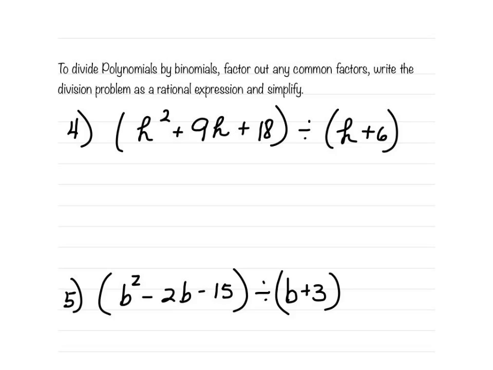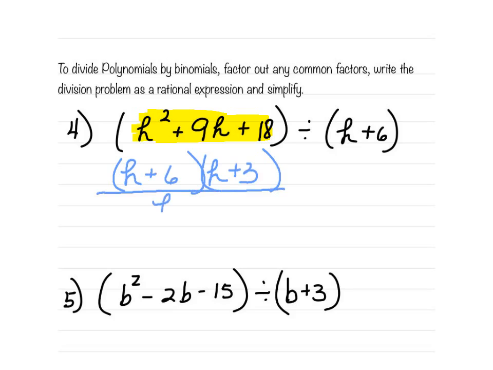h squared plus 9h plus 18 is being divided by h plus 6. So the first thing that I'm going to do is factor the trinomial h squared plus 9h plus 18. Let's factor that using P and S, and by now you're an expert at this. h and h, and my numbers are positive 6 and positive 3. And that is going to be divided by h plus 6. We can cancel out the common factor and simplify. My quotient is h plus 3. Okay. Let's go on to number 5.